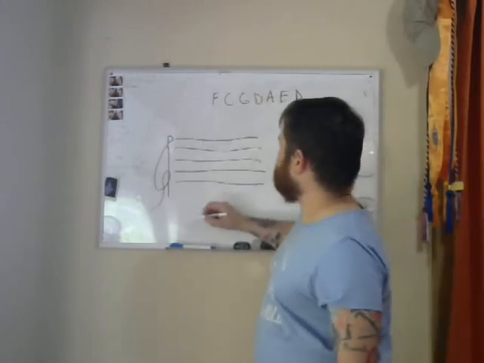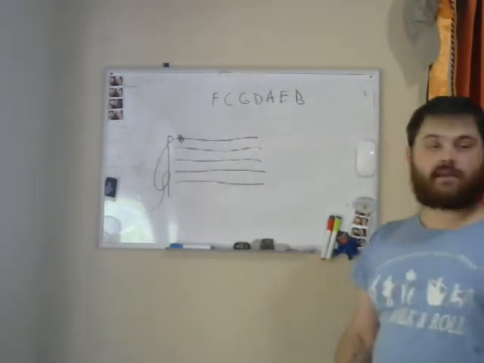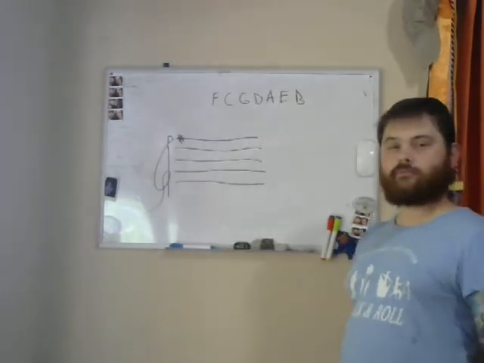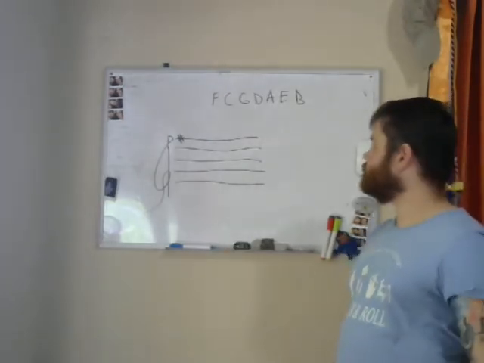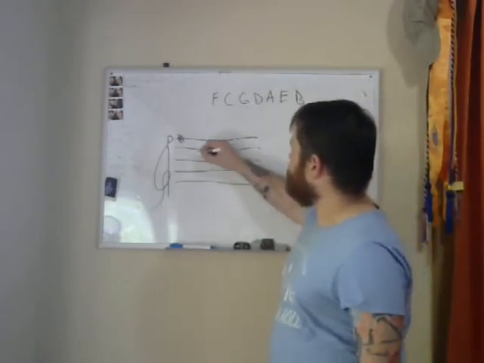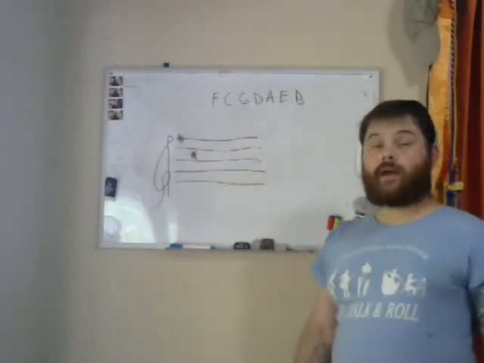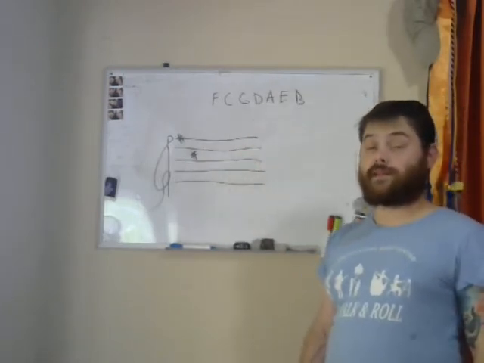So if you have F sharp, it's always going to be this F sharp, and that is the key of G, because we go up a half step. F sharp, G. Then the next one will be C sharp, which will always be this C sharp. You go up a half step from C sharp, that's the key of D.